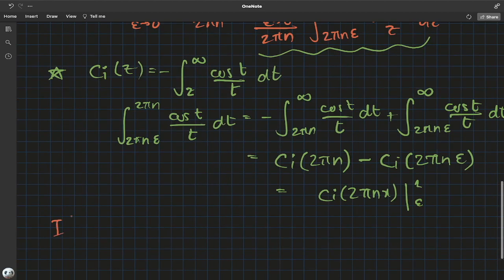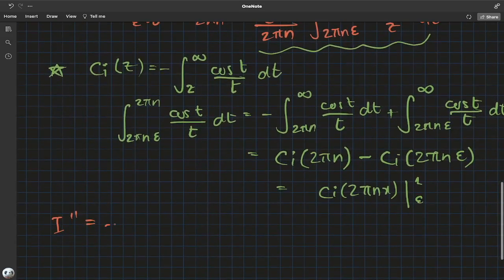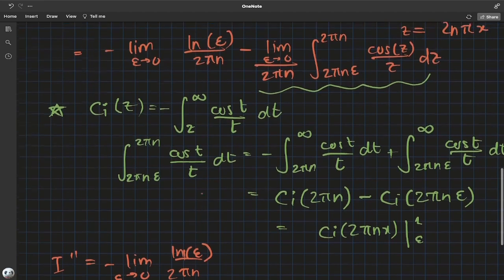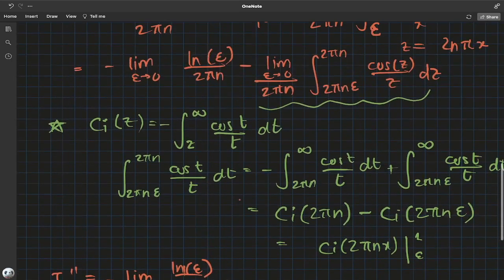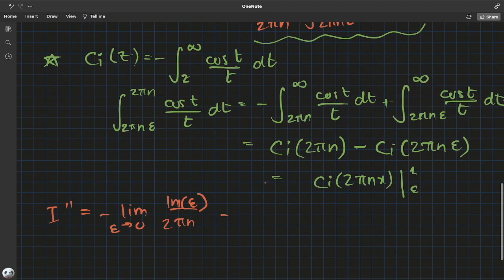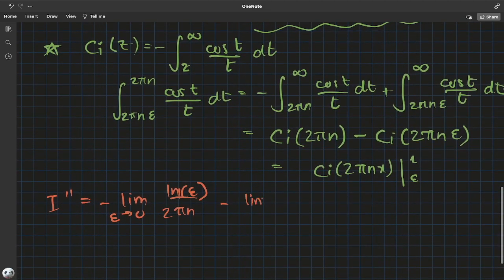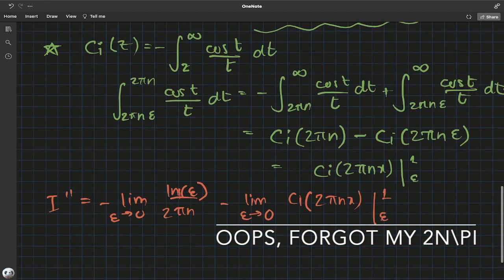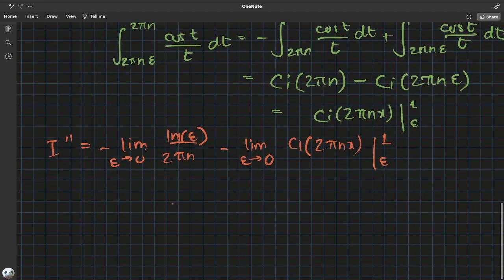And notice that I double prime now simply becomes this factor of 1 over 2 pi n natural log of epsilon minus, I believe, limit as epsilon goes to 0 of ci 2 pi n x evaluated from epsilon to 1. Okay, this is I double prime.